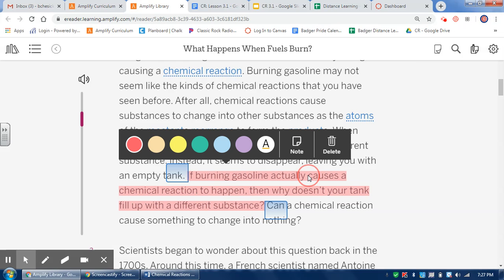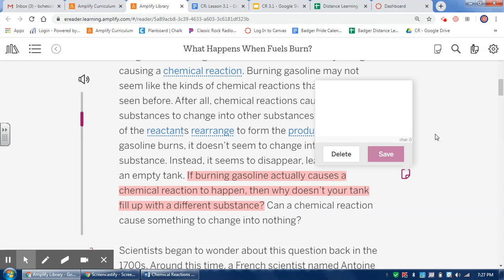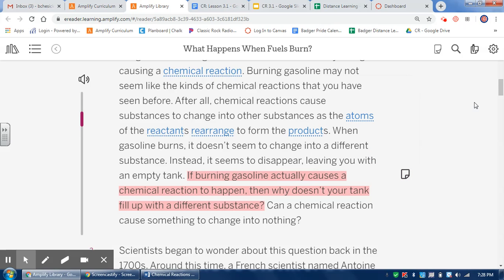I'm going to highlight that and add a note that maybe there's a gas that forms that we can't see. If it's a gas, we know that gases are made of molecules and molecules are made of atoms, but they could escape and go out into the air possibly. So I'm going to save that.